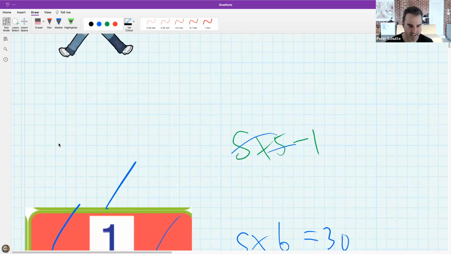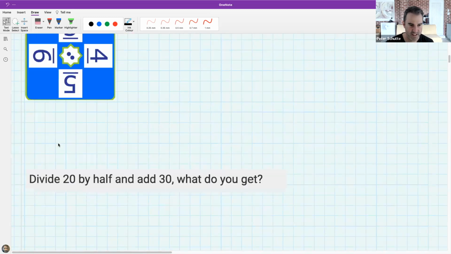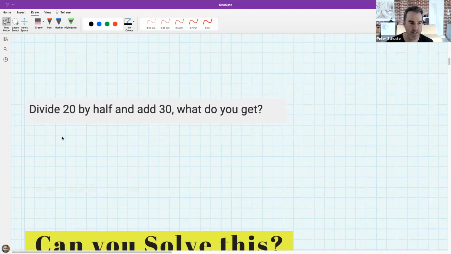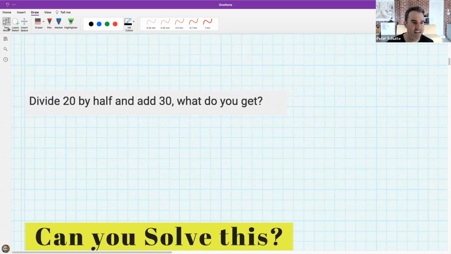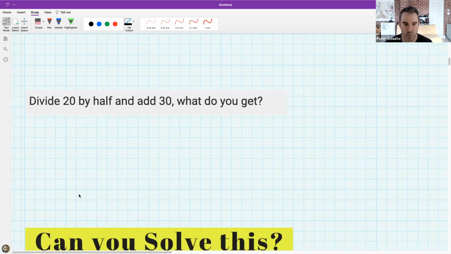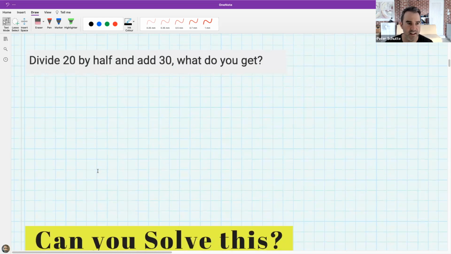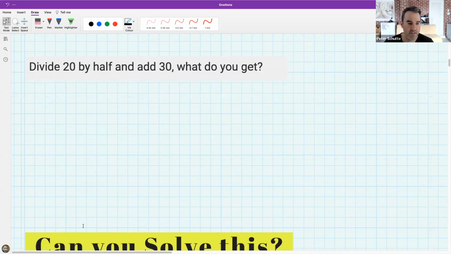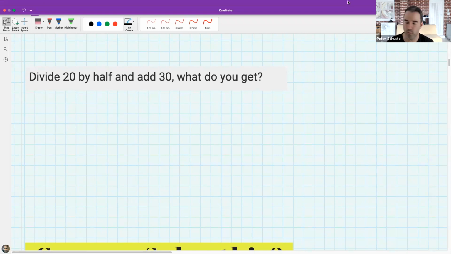And then here is the brain break question for today. Divide 20 by a half and add 30. What do you get? So divide 20 by half and add 30. What do you get?